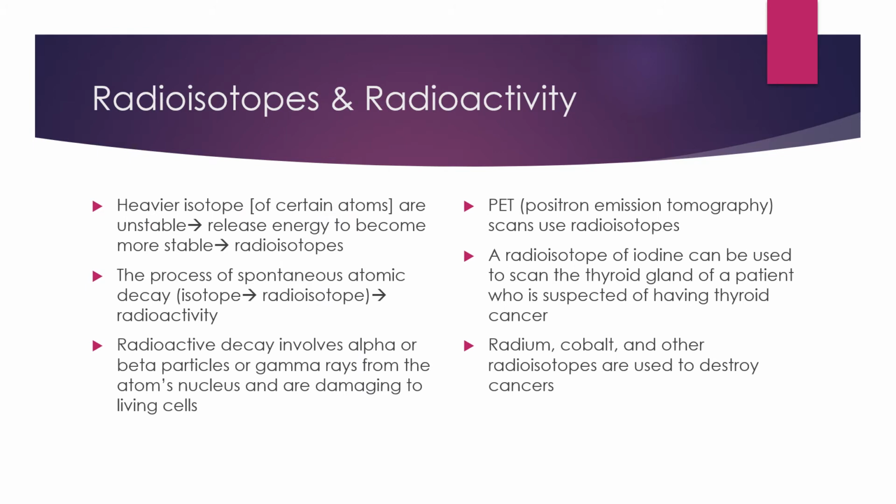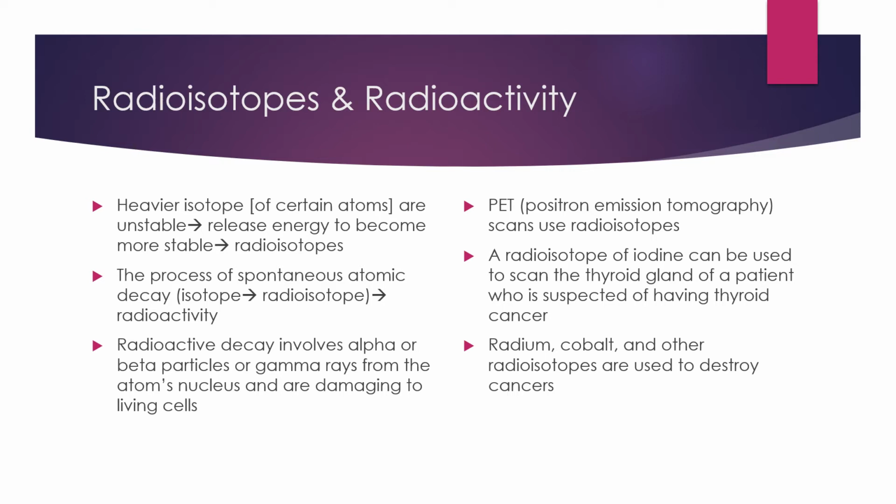Heavier isotopes of certain atoms are unstable, and they release energy to become more stable. These are called radioisotopes. The process of spontaneous atomic decay, in other words, turning isotope to radioisotope, is called radioactivity. Radioactive decay involves alpha or beta particles or gamma rays from the atom's nucleus and is damaging to living cells. So alpha particles are the least penetrating, while gamma are the most penetrating.